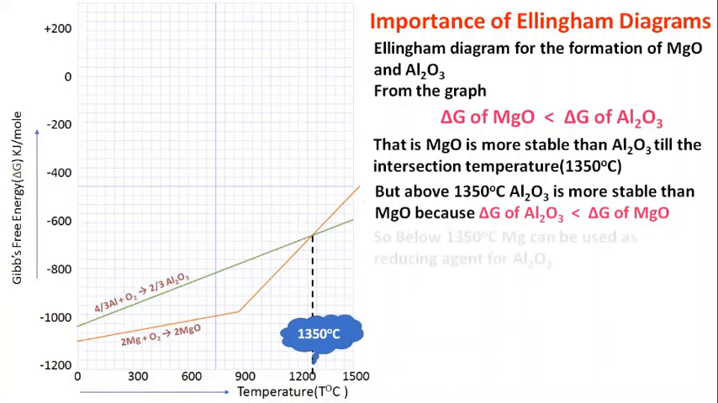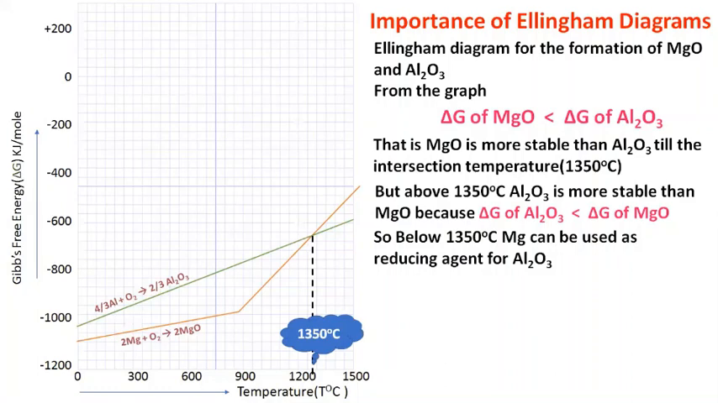So below 1350 degrees centigrade, you can see that magnesium can be used as a reducing agent for alumina. That is, when alumina is reacting with magnesium metal, aluminum metal is formed and magnesium oxide is released. Here, magnesium oxide is more stable, that is why it is on the product side. Alumina is on the reactant side because it is less stable. This happens only below 1350 degrees centigrade.